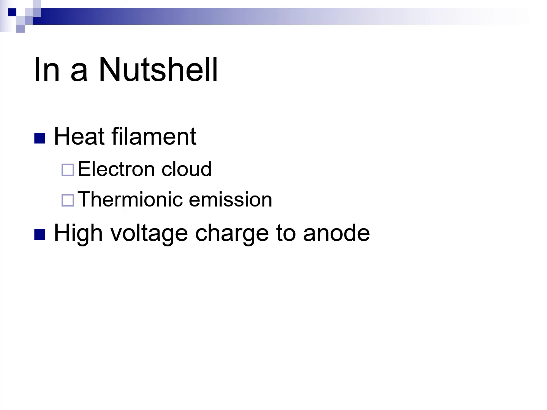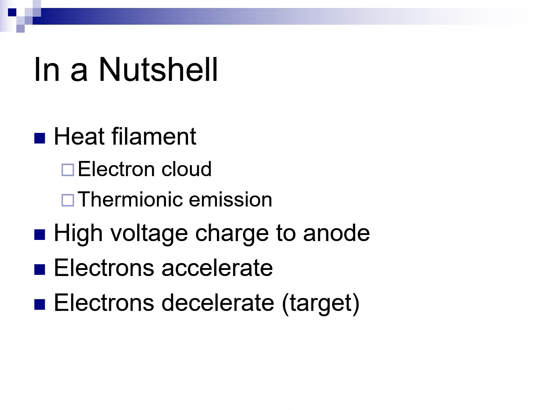A high voltage charge is applied to the anode, and this accelerates the electrons from the cathode to the anode. As the electrons accelerate, they gain kinetic energy. The high energy electrons interact with the atoms in the target and are decelerated. When the electrons decelerate, they lose their energy in the form of heat and X-rays.